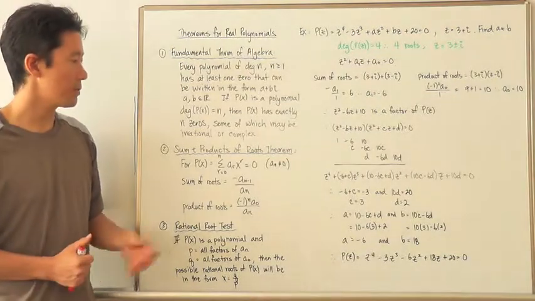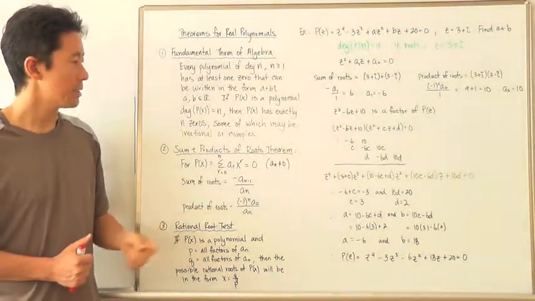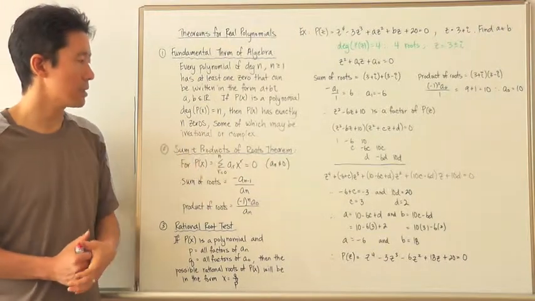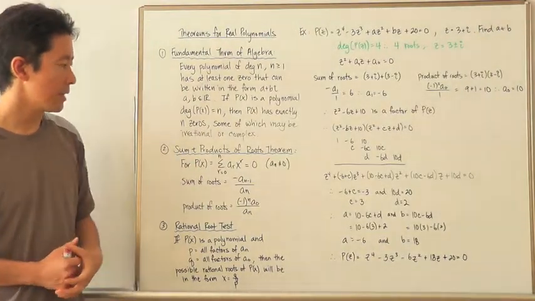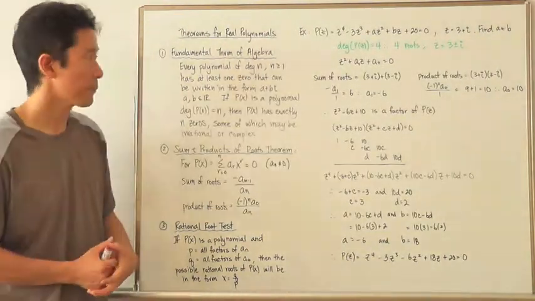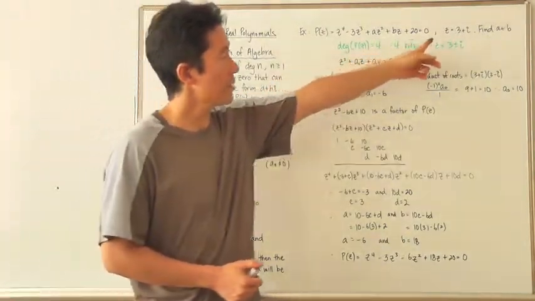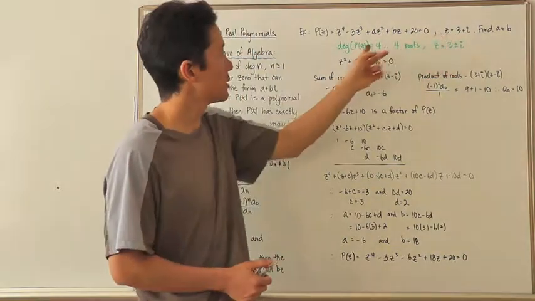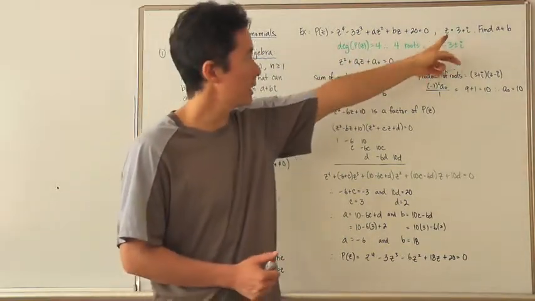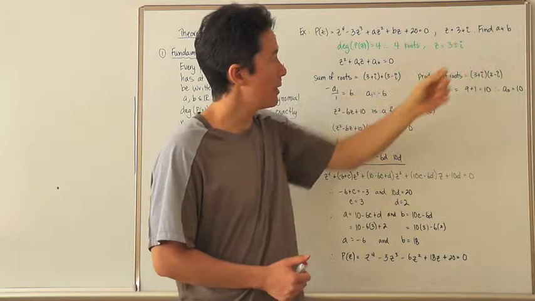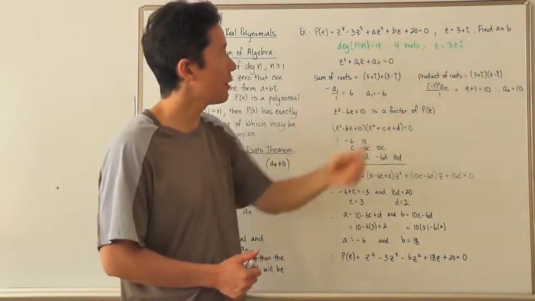What we want to do, though, is apply this to find the sum and products of roots so that we can then solve some problems. So let's go back to our example here. Let's say, for example, we know also from this problem that this particular degree 4 polynomial has a root 3 plus i, and we want to find out what a and b are.